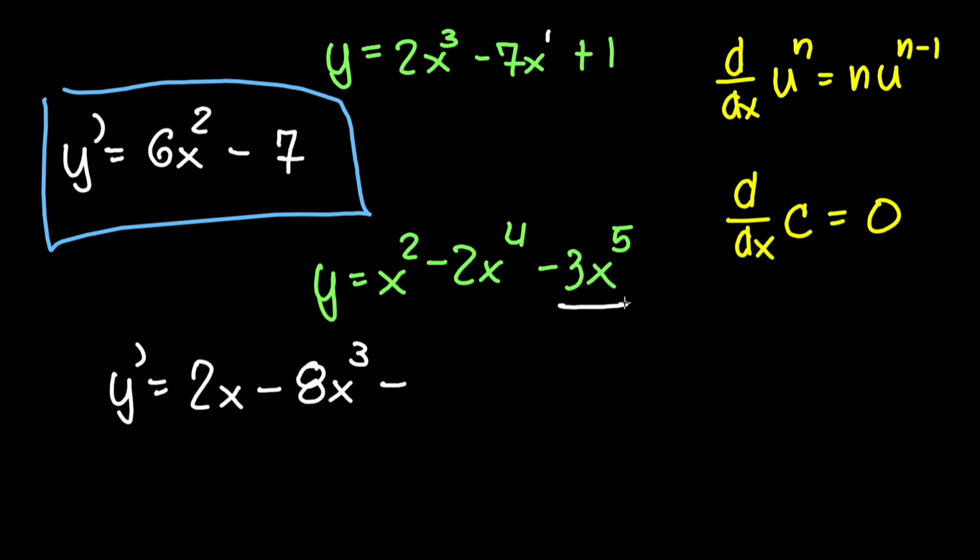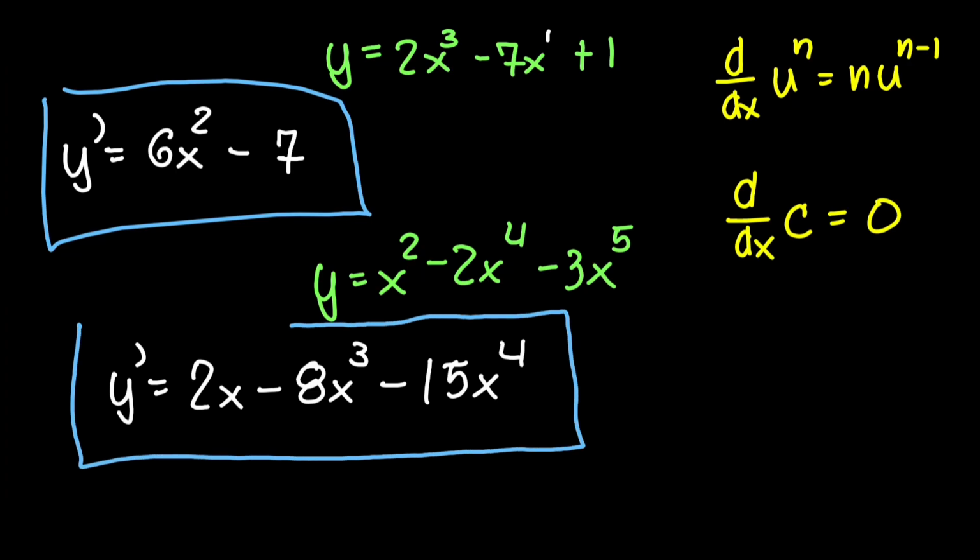The derivative of 3x to the power of 5th would be equal to 3 times 5 would be equal to 15x. 5 minus 1 would be equal to 4. And this would be your derivative regarding our second problem.